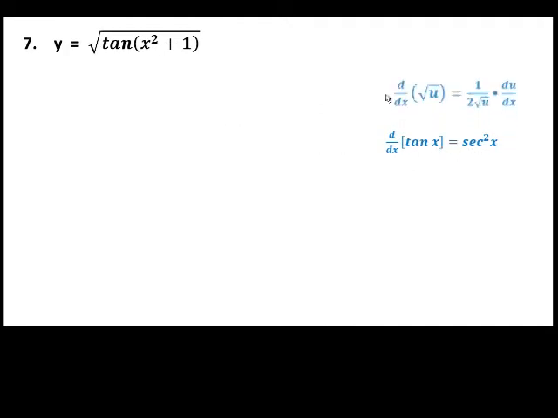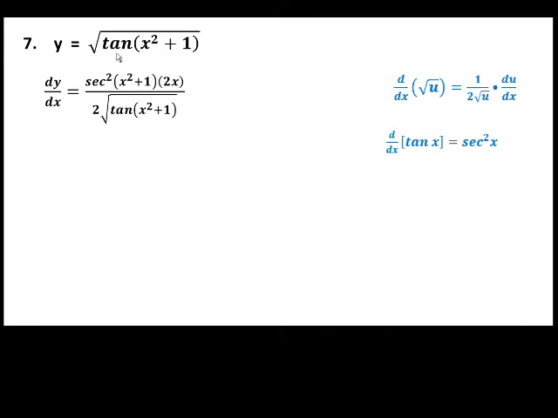Next, find the derivative of y equals the square root of tangent of the quantity x squared plus 1. So the derivative of tangent x is equal to secant squared x, and the derivative of the square root of u is equal to 1 over 2 times the square root of u times the derivative of u with respect to x. So let us apply here.